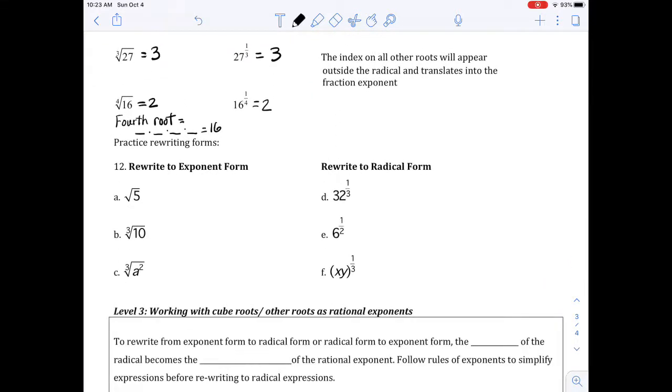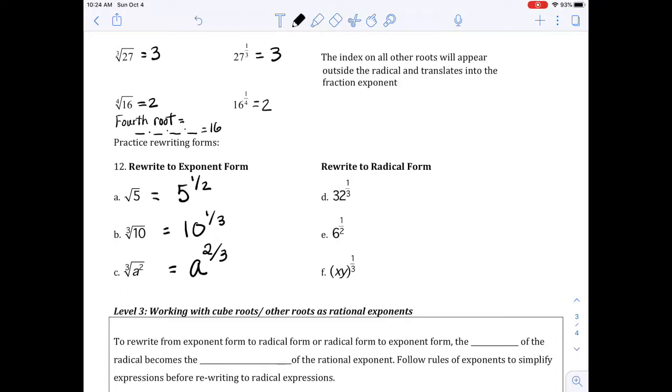So one of the first things you're going to do is practice rewriting from radical to fraction exponent and from fraction exponent back to radical. So remember, the top of the fraction is the exponent. The bottom of the fraction is the index. So square root of 5 can be rewritten as 5 to the 1/2. The cube root of 10 would be written as 10 to the 1/3. The cube root of a squared would be written as a, and then 2 is the exponent, and 3 is the index. So a to the 2/3.